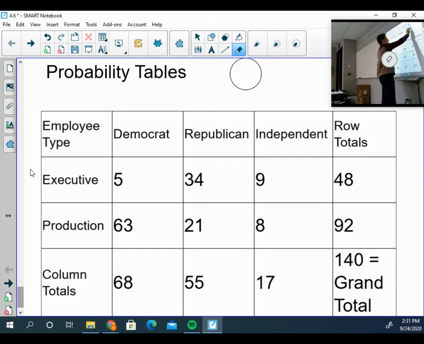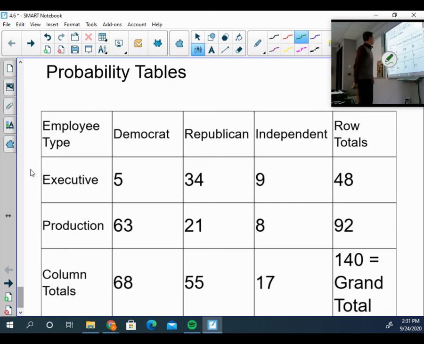Okay, let's advance a little. What's the probability someone is a Republican and a production worker? You randomly choose someone, okay? Well, probability tables, I know we talked about multiplying earlier, but we're not going to do that quite here. Instead, what we're going to do is we're going to use the chart to find both. So the probability someone is a Republican and a production worker.